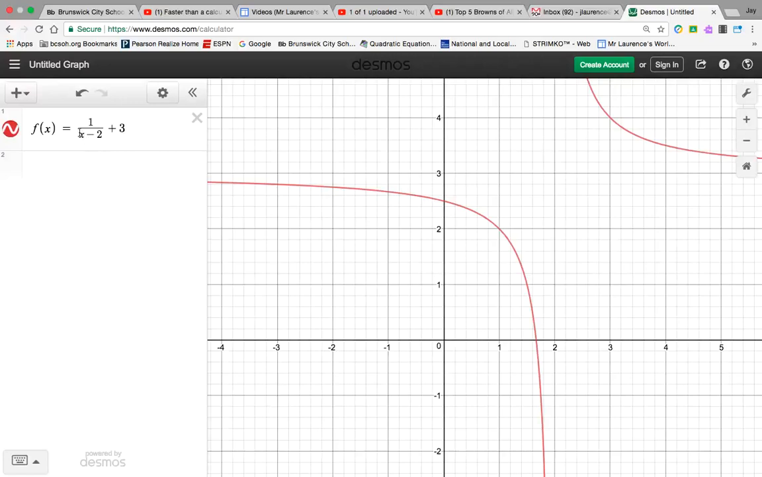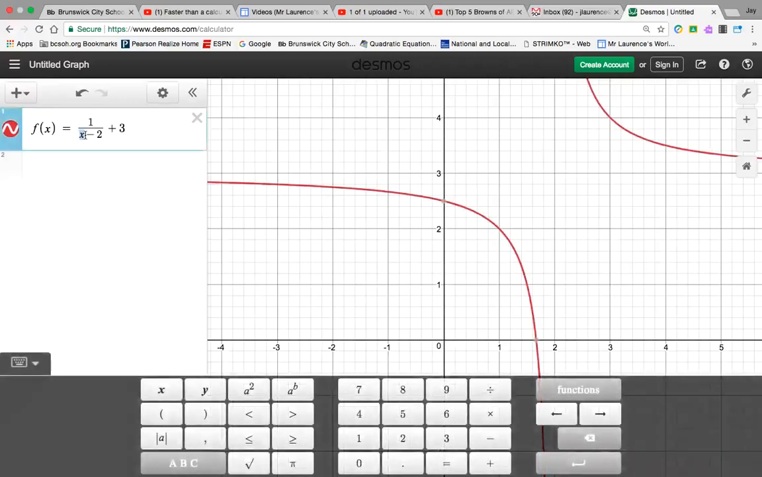Hey, by the way, if I put 2 into this x coordinate, I get 2 minus 2, which is 0. I'm dividing by 0. It's undefined. That's why there's a vertical asymptote. Okay, I think that's going to be it.